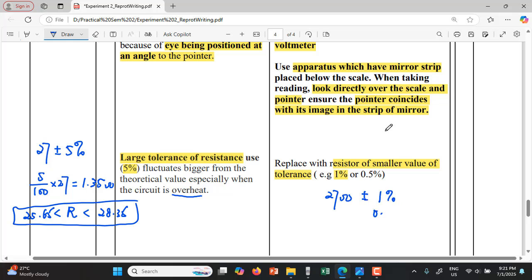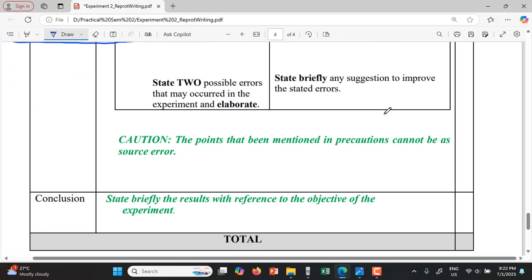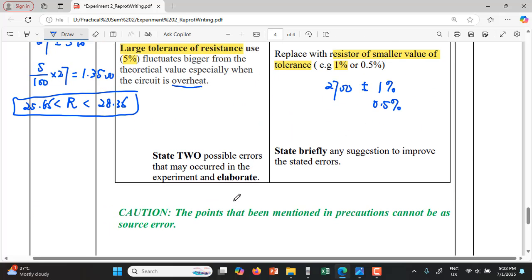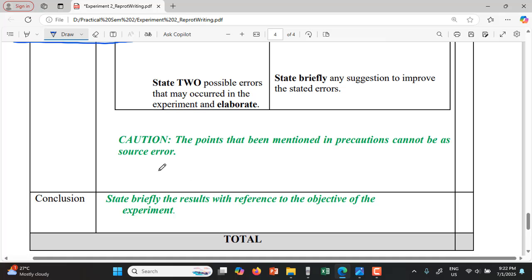Okay, dan again saya remind anda, semasa penulisan untuk bahagian discussion, statement yang kita dah mention dalam precautions, we shouldn't consider it or repeat. Tulis under source of error lah. So jangan tulis mana-mana yang anda dah letak sebagai precautions jadi error dalam eksperimen anda. Okay, so the last one, the conclusion, you kena state briefly the result with reference to the objective of experiment lah. So berpandukan kepada video ni, sila completekan report writing untuk eksperimen 2.